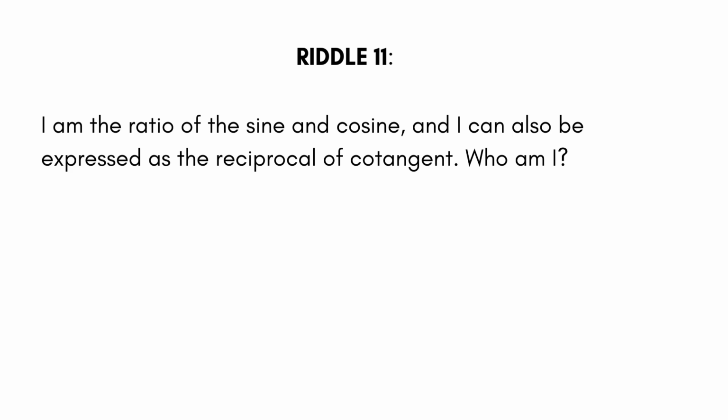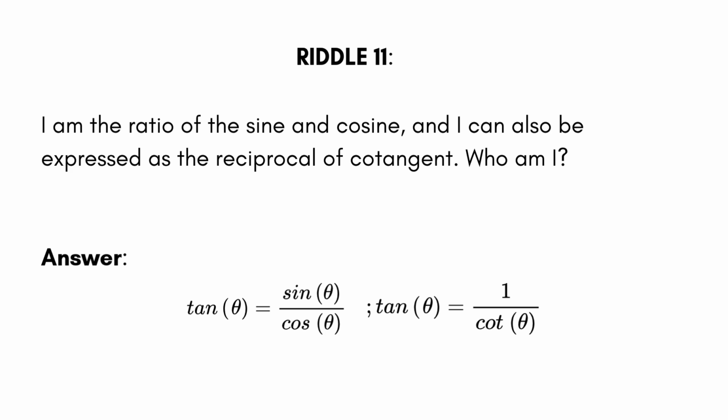Riddle 11. I am the ratio of the sine and cosine, and I can also be expressed as the reciprocal of cotangent. Who am I? Answer. Tan theta is equal to sine theta by cos theta. Tan theta is 1 by cot theta.